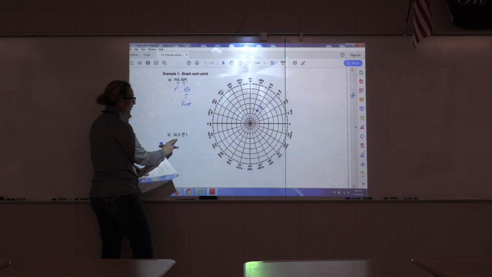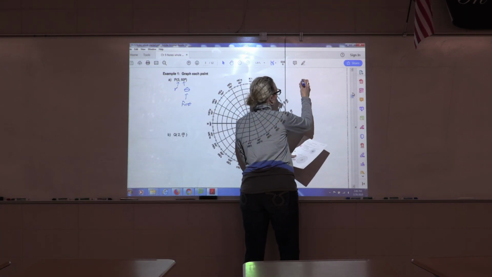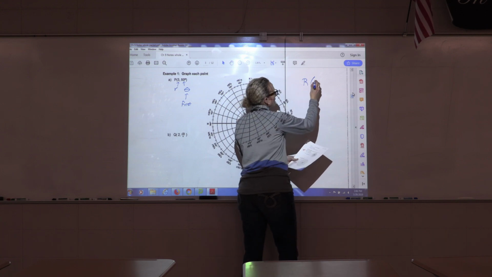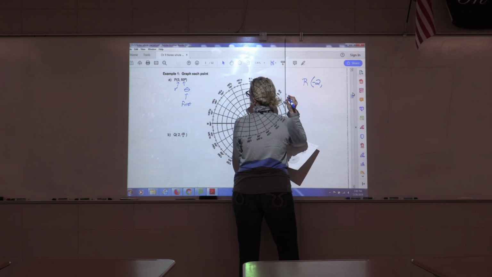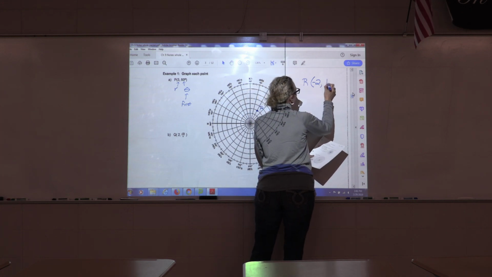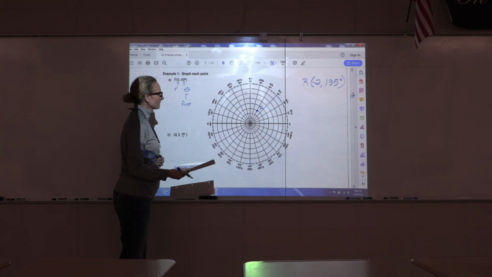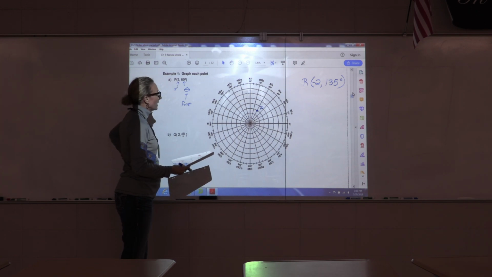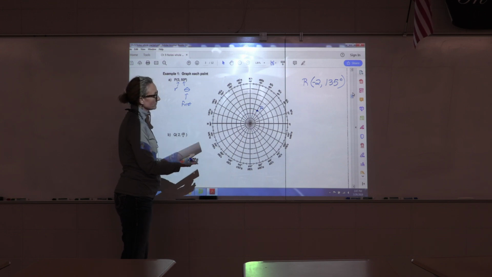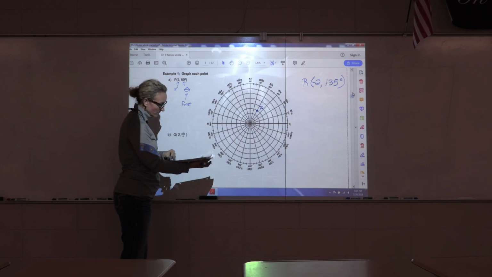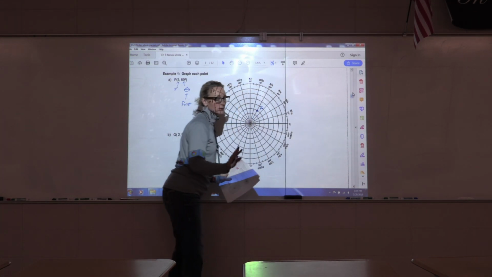Okay, before we go to Q, I'm actually going to add another one. Let's label point R, and let's do negative 2 comma 135 degrees. So let's do point R of negative 2 comma 135 degrees. Wait a minute. Back up. Nope, abort. I see it's on the next page. Sorry. Back to this one.